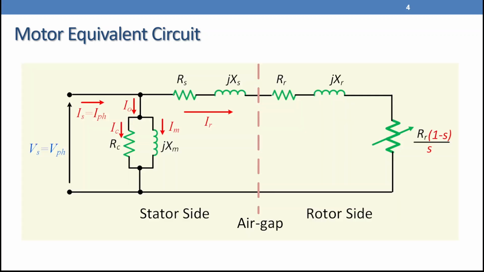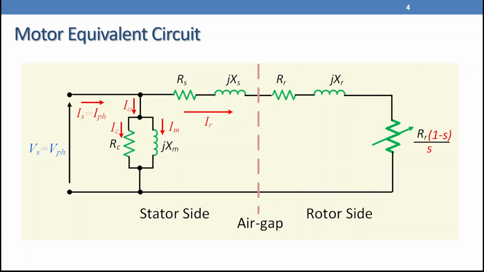To explain the power flow diagram, we need a refresher about the motor equivalent circuit. We have here the stator side, which includes core resistance and stator resistance, and on the rotor side we have the rotor resistance. The rotor resistance can be divided into two parts. One of them is the physical rotor resistance, and another one represents the mechanical power, which is R rotor times (1 minus S) over S.